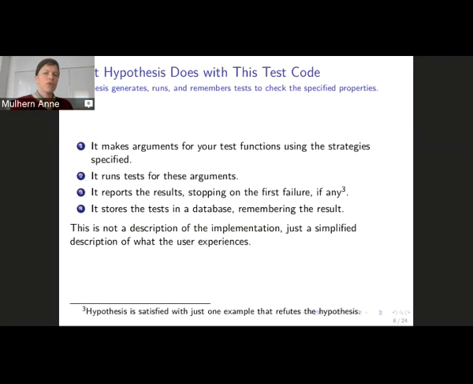And it also stores all that work that it did in some kind of a database, remembering what the result of the test was. And this is really a very high level description of what is going on. Underneath the hood, hypothesis has a lot going on, but it's able to do all these things: to synthesize your arguments, to run your tests, to remember what happened, to report the failures, and to tell you what it failed on.